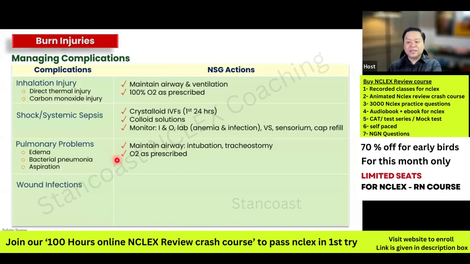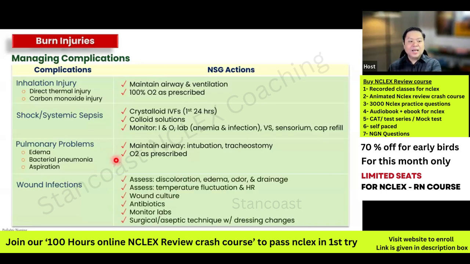So here, definitely need to monitor the patient's oxygen status as well. Now, here for the wound infections, we are going to assess the following: the discoloration of the wound, the edema, the odor, drainage.